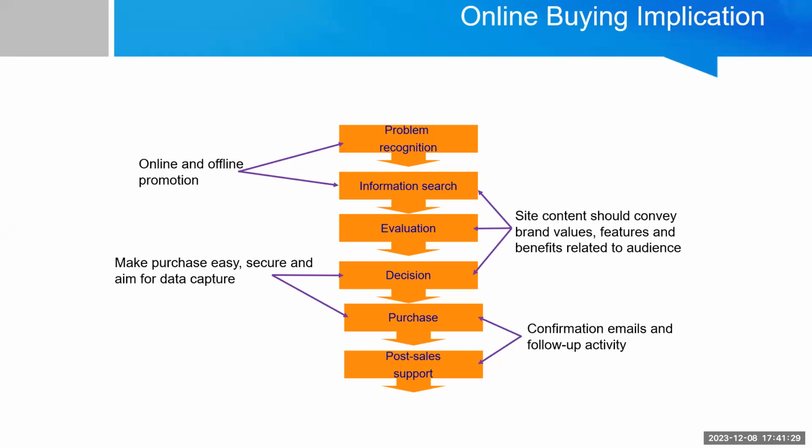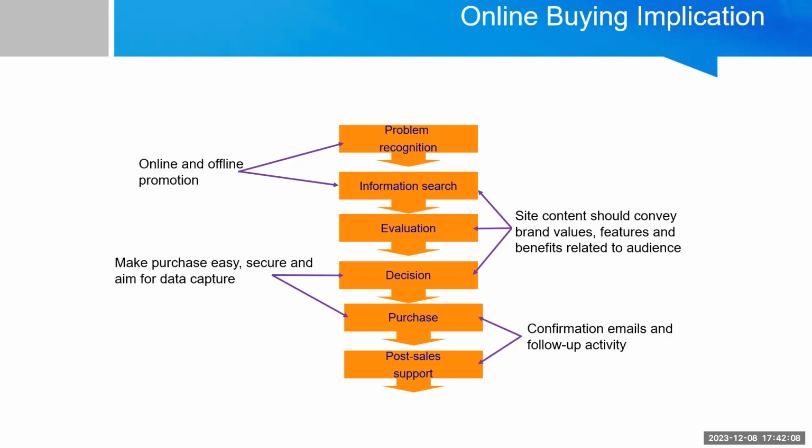So some of the implications of online buying, actually, we have problem recognition. If we're able to identify the problem, online and offline promotion will help us understand it. Problem recognition is important. Information search: you look at the information based on the available resources at your disposal. You evaluate whatever you have gotten, make a decision, then you buy. Then, of course, there is post-sale support.